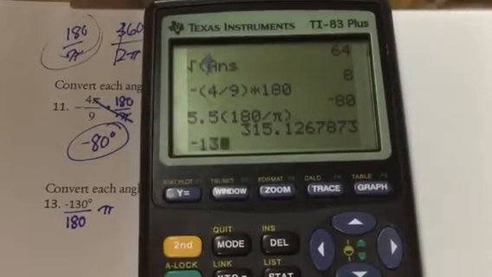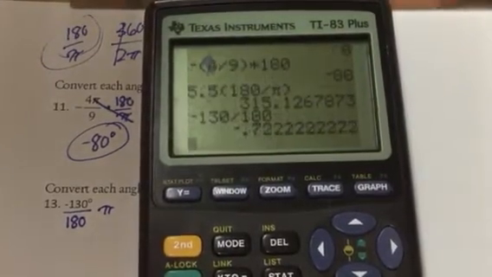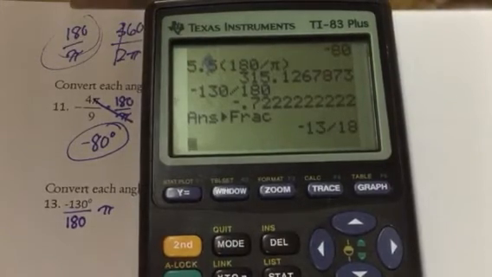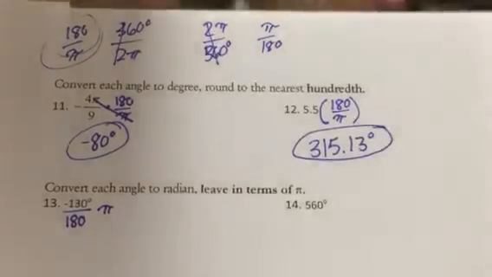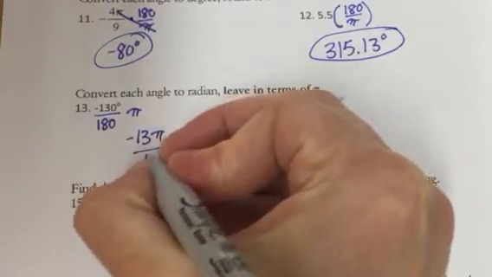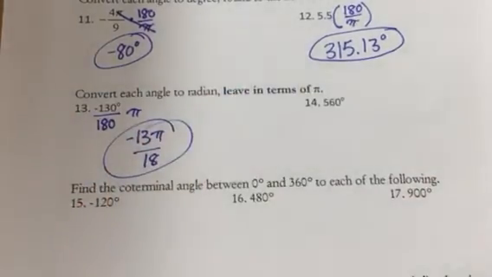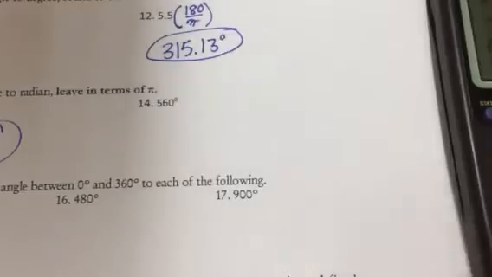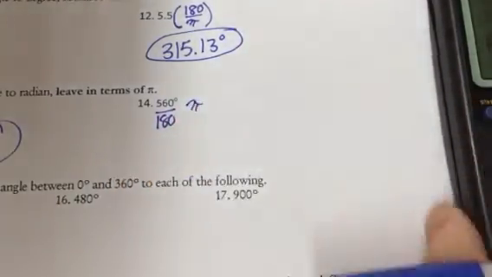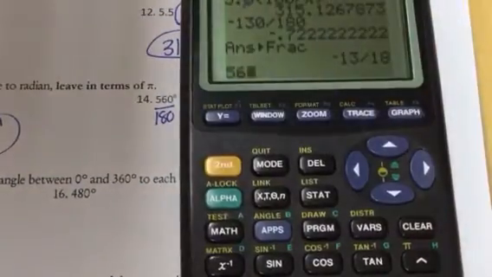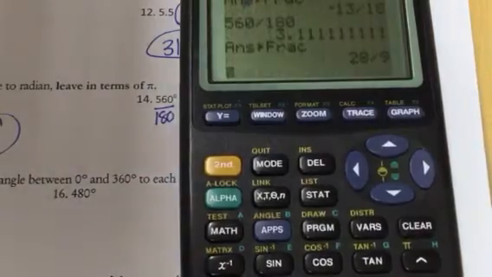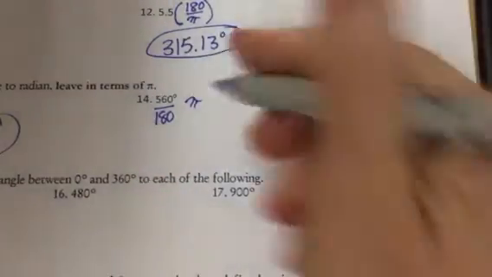So let's see, negative 130 divided by 180. I get that decimal. I'm going to hit math, enter, enter, and it gives me negative 13/18. So my answer is going to be negative 13 pi over 18. Okay, let's do the same thing with this one. 560 divided by 180, and then we'll end up multiplying by pi. So 560 over 180, math, enter, enter, 28 pi ninths.